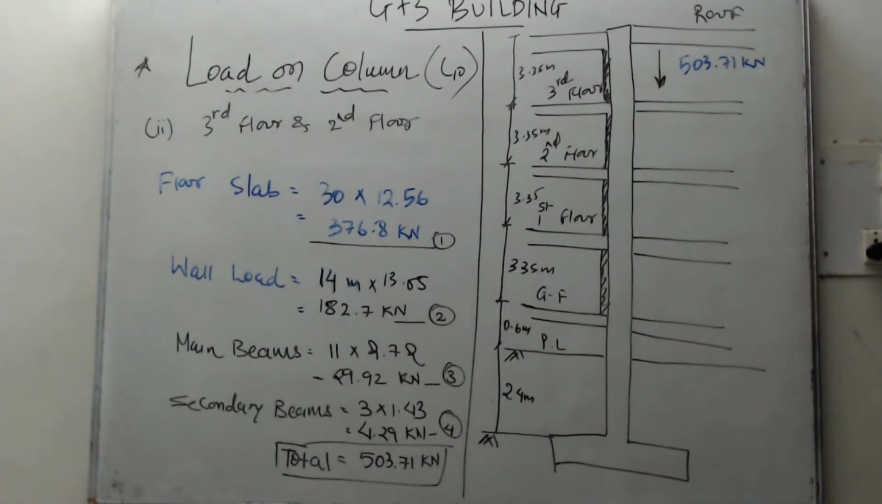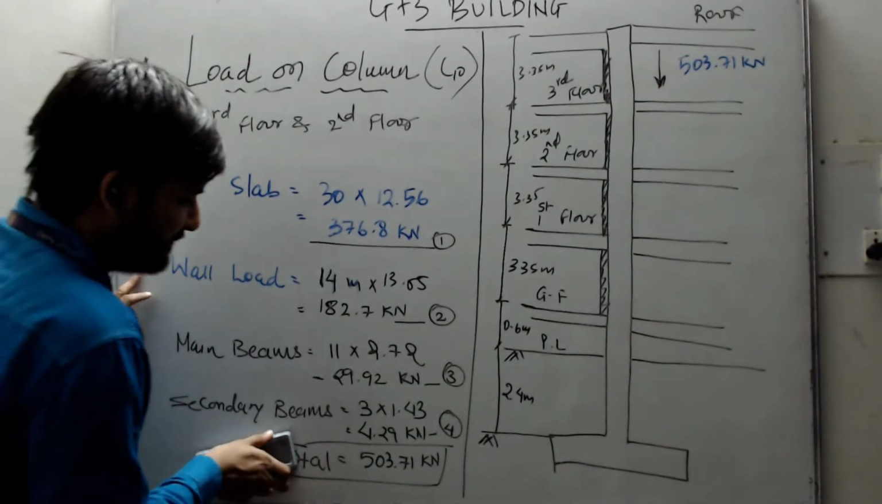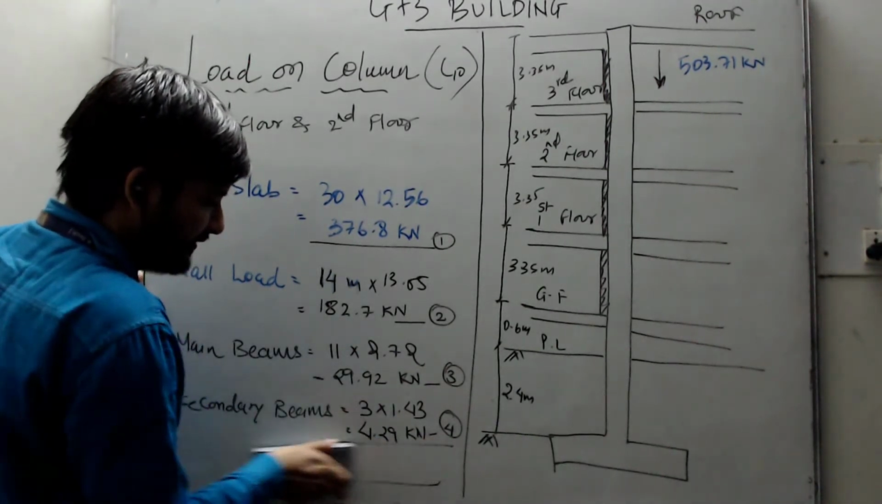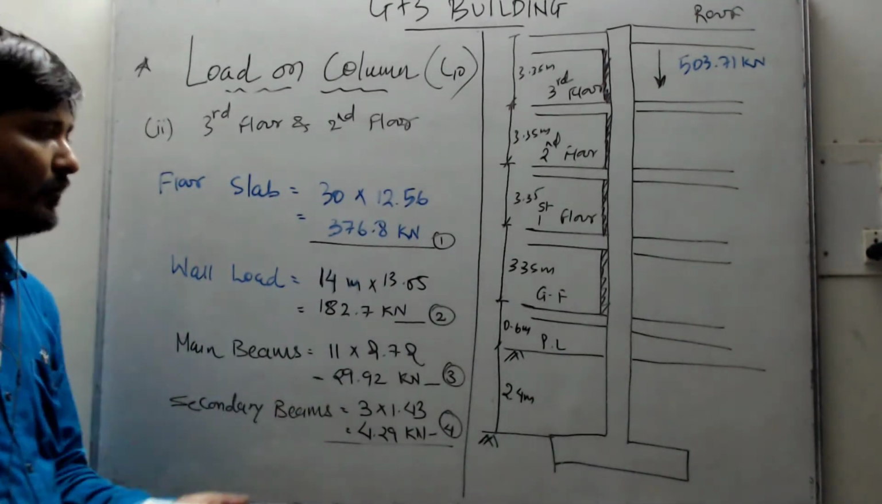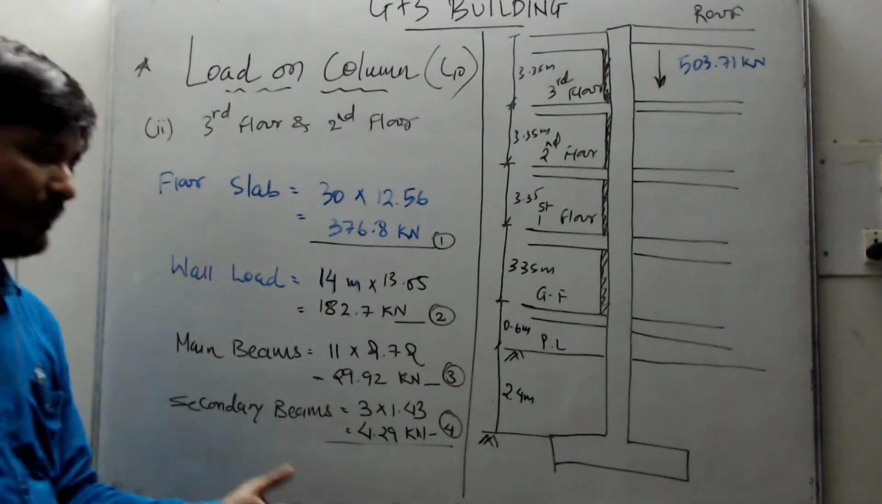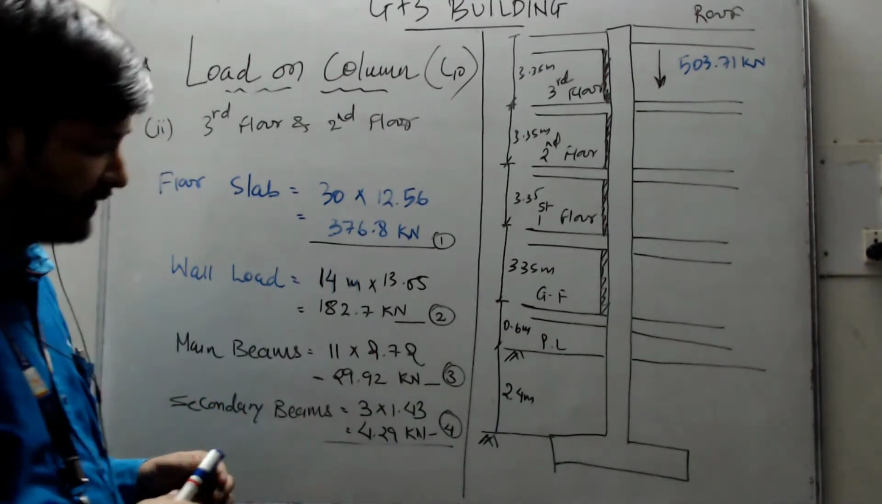Next comes the wall load, right? So wall load remains the same, main beam load remains the same, and secondary beam load remains the same. So all these 3 loads remain the same as the previous case, because there is no change in dimension, no change in intensity of loading, or no change in length. So that is how it remains the same.